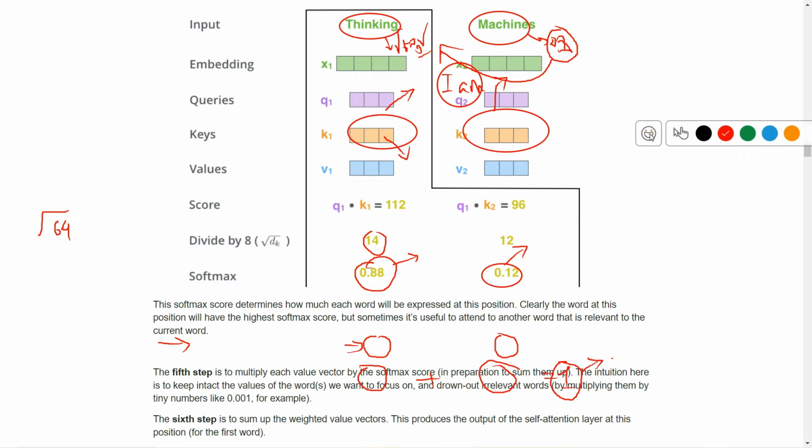Okay, let's keep it down. Okay, let's erase it. Okay, so that's really great. Now we are going to go on to the next step.